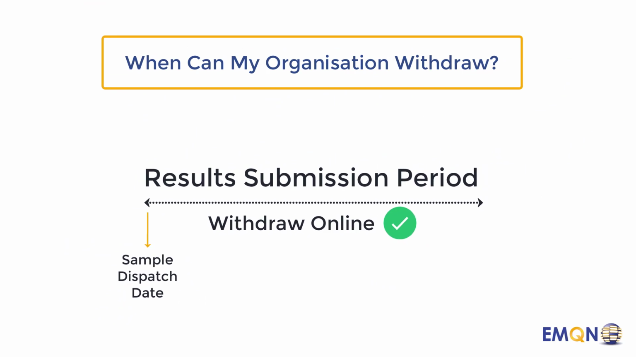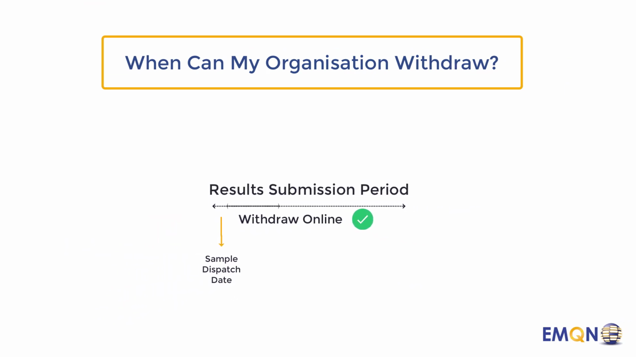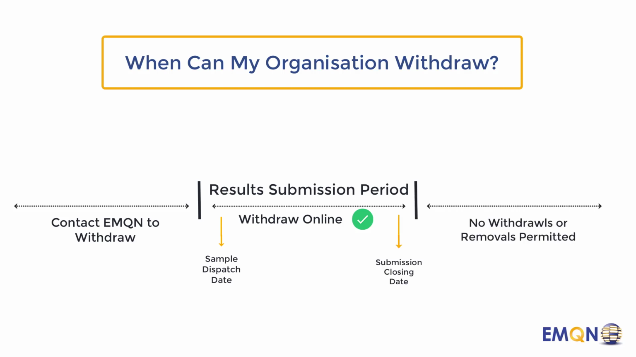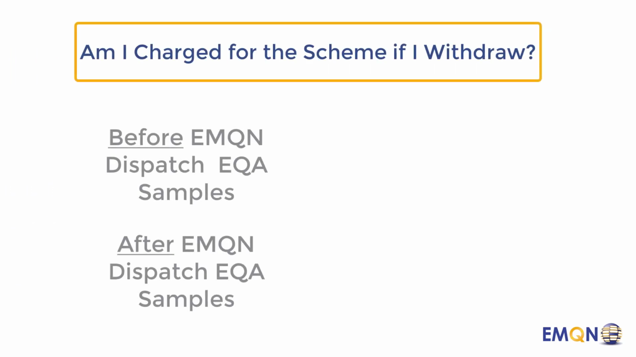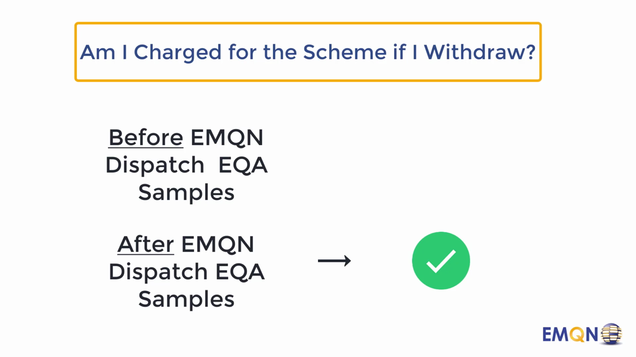Prior to results submission and before EMQN have dispatched samples, organizations can be withdrawn from a scheme only by contacting the EMQN office. As a matter of policy, organizations will not be withdrawn or removed from a scheme after the results submission deadline. EMQN will generally charge organizations for the cost of the scheme if we have dispatched the samples to you.